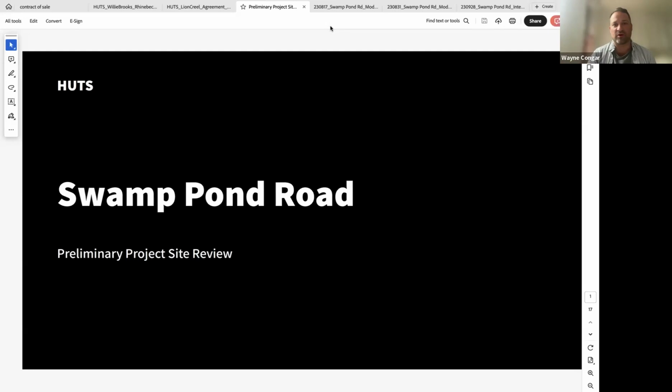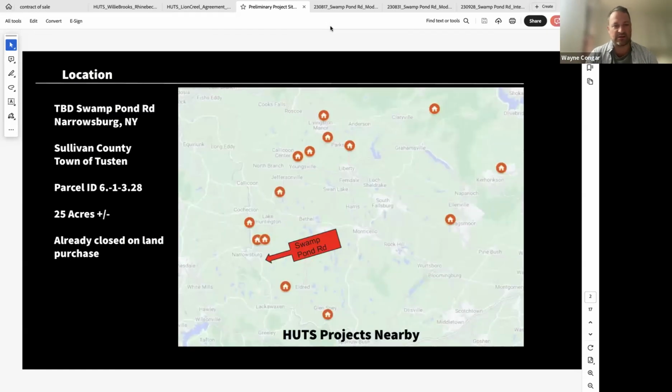We'll go through how we addressed the client sketches and then interpreted them into something a little bit closer to what Huts does, and I think just generally a better layout overall. So here it is on Swamp Pond Road. We did a land evaluation early on, getting a sense of what the existing conditions were. This project is in Narrowsburg, or a little south of Narrowsburg, in the Delaware River Valley. You can see the rest of the Huts projects in the area.